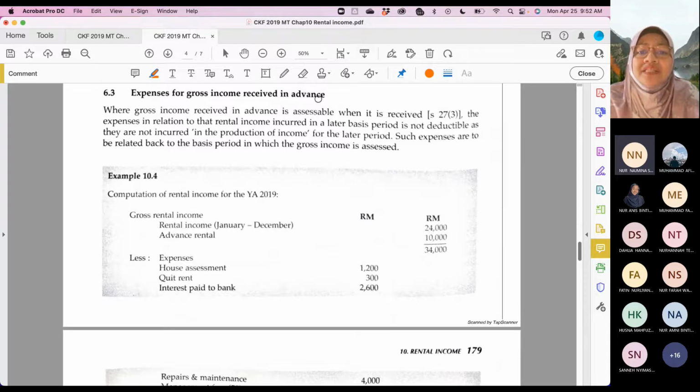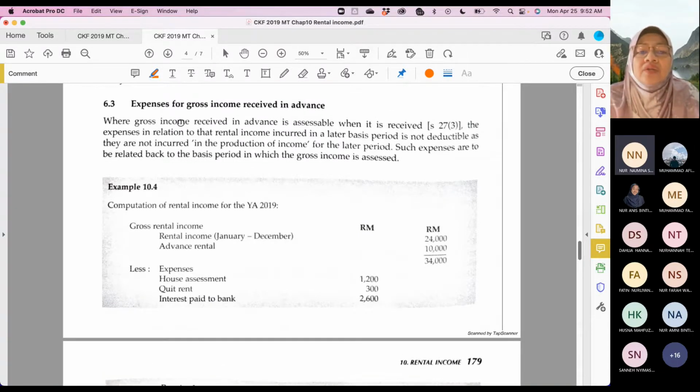Expenses for gross income received in advance. Where gross income received in advance is assessed in the year of receipt, expenses in relation to that rental income incurred in a later basis period are not deductible as they are not incurred in the production of income. So the income received is assessed in the year that you receive. But if the expenditure is not for the current year but for the following years, you cannot deduct that. That's the good thing.